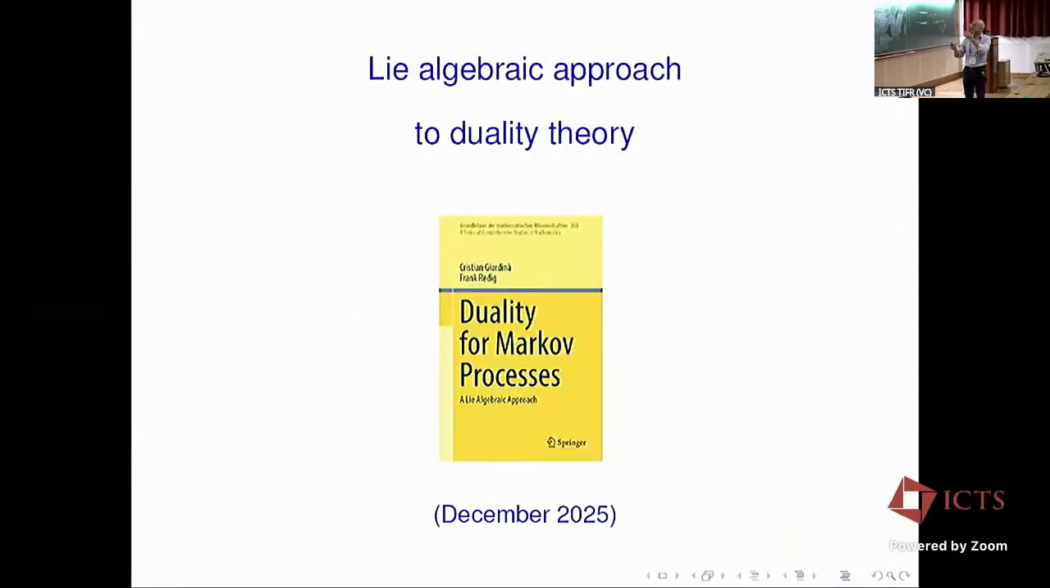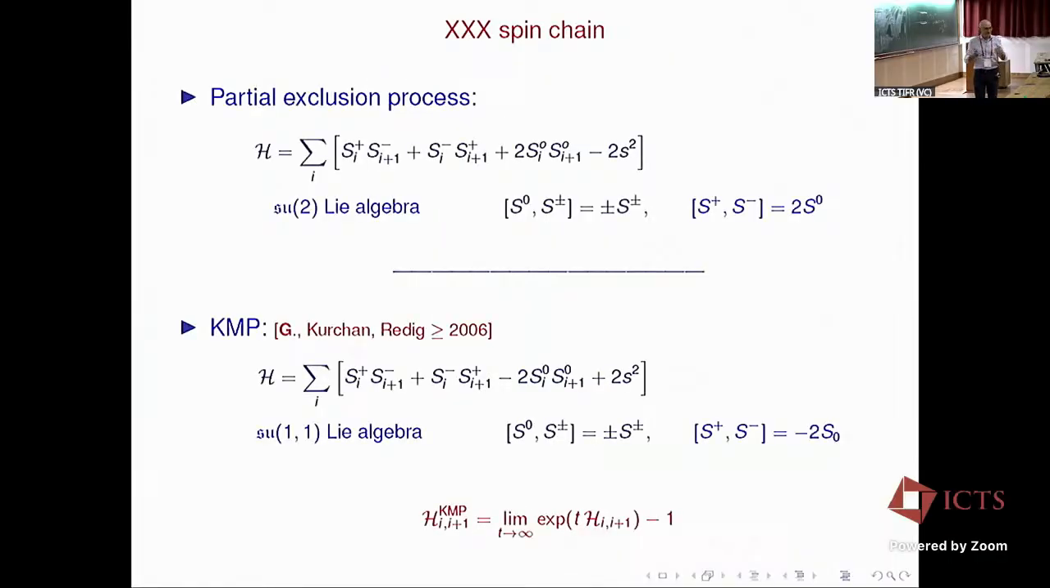And yeah, maybe I take the occasion to advertise, we are finishing this monograph with Frank Redig, where we explain this approach. But to be concrete, and with reference to the KMP process that I was discussing, what is this abstract object? Well, it's a seemingly innocuous modification of the original spin chain that we started from. Essentially the same, but the spins now satisfy the SU(1,1) algebra. So this is a non-compact algebra, and the main difference is this commutation relation.